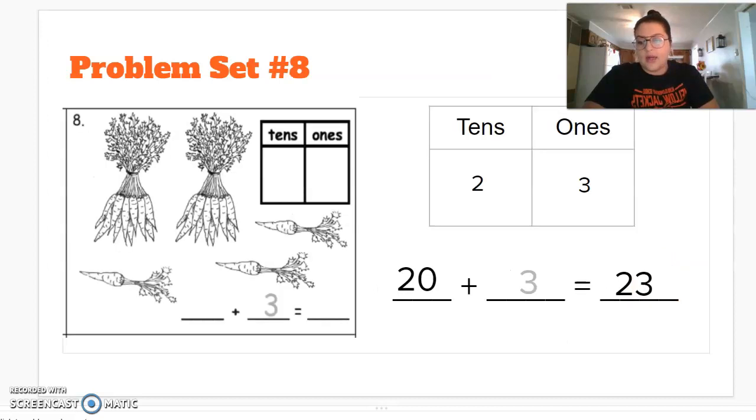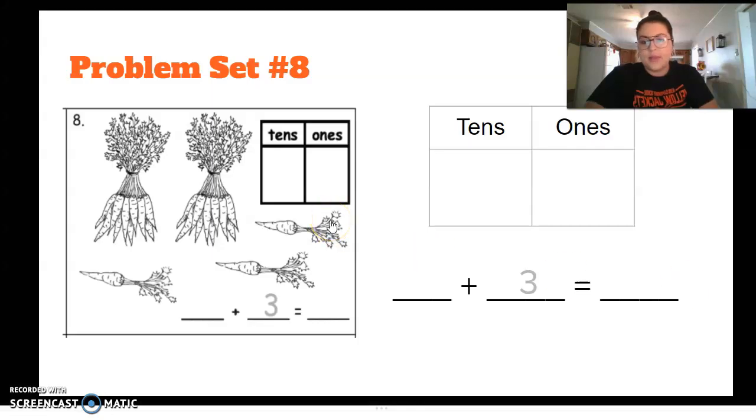Okay, our next problem is number 8. And here we have carrots. Okay, how many 10s do we have? This is a different problem. We don't have a number bond and we don't have 2 statements. We have an addition sentence to fill out, and then we have a place value chart to fill out. So first we're going to work with our place value chart.